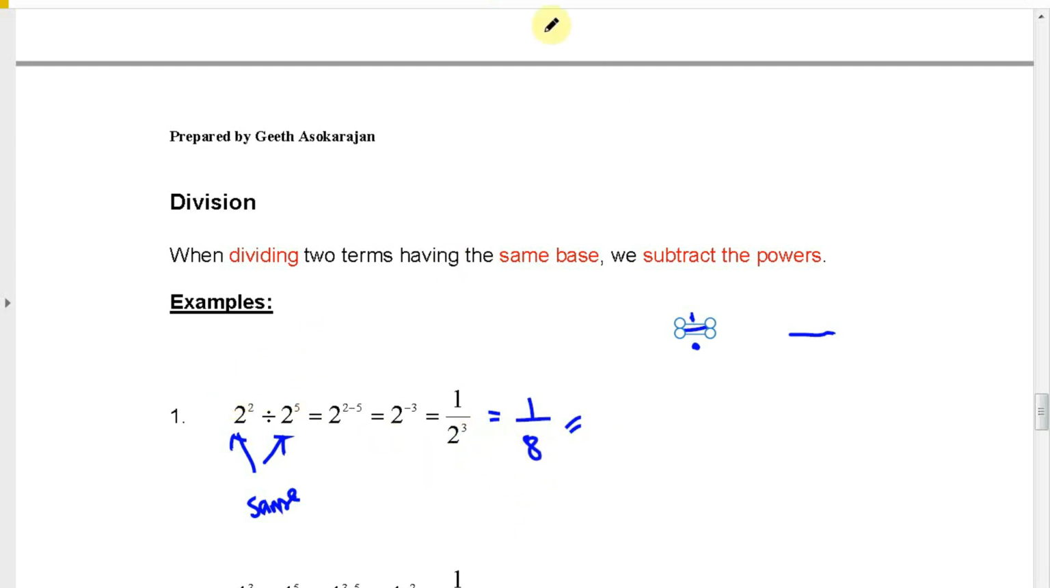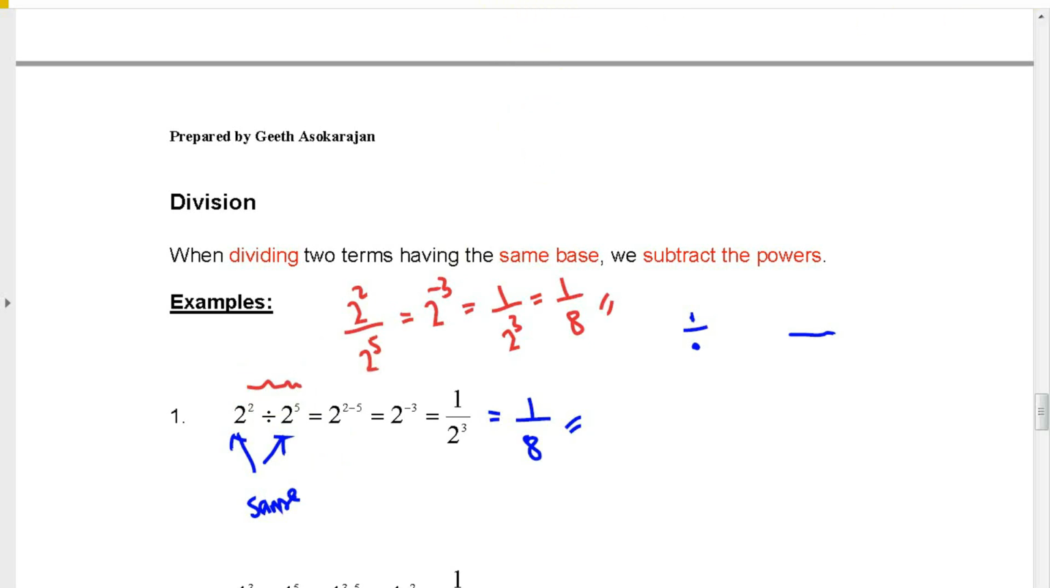Now, looking at example number 1, you could also write this. You can write this either using the division symbol like this, or you can write this as 2 to the power 2 divided by 2 to the power 5. So you can also have it in this form. This is another way of writing divide. Okay, and again, you're dividing two terms having the same base. The base is 2, so we subtract powers. So it's 2 minus 5. 2 minus 5 is minus 3. 2 to the power minus 3 is the same as 1 over 2 to the power plus 3, which is 1 over 8. So you can either write your division sign like this or like this. They're both the same.